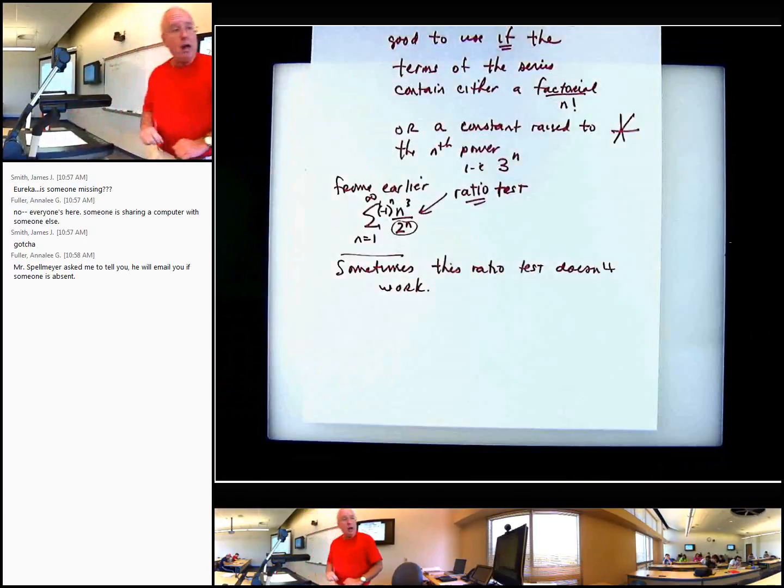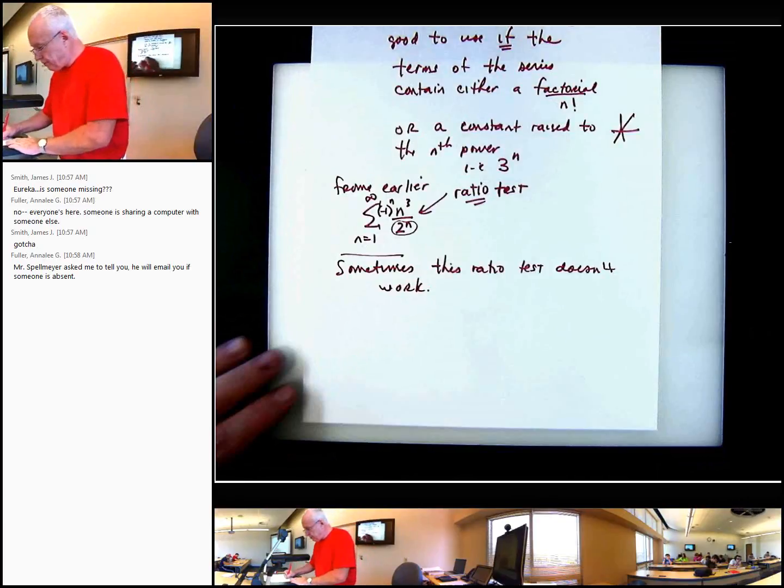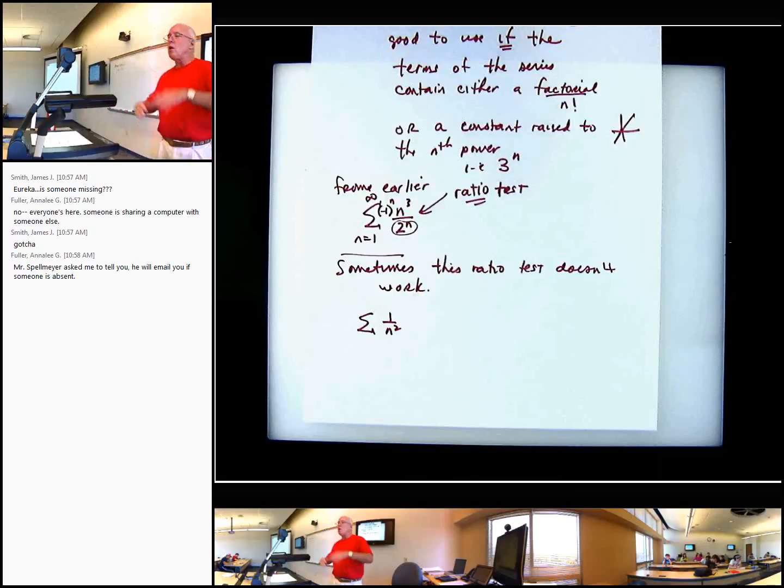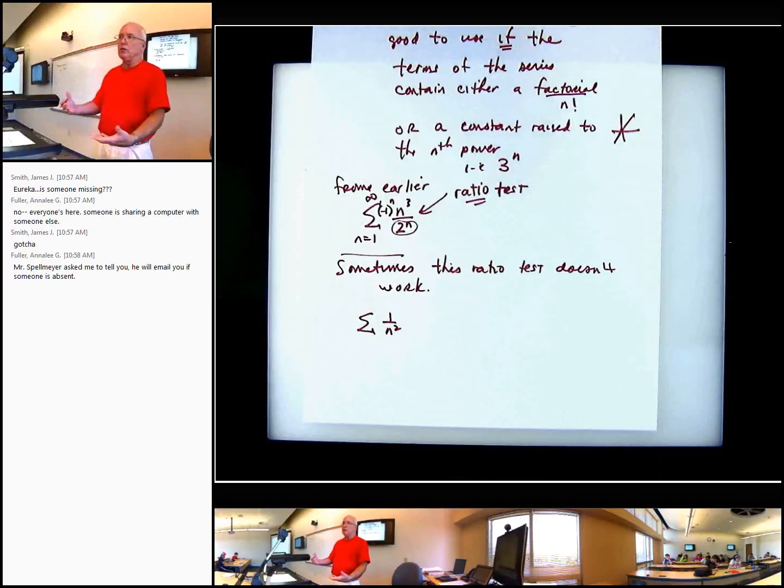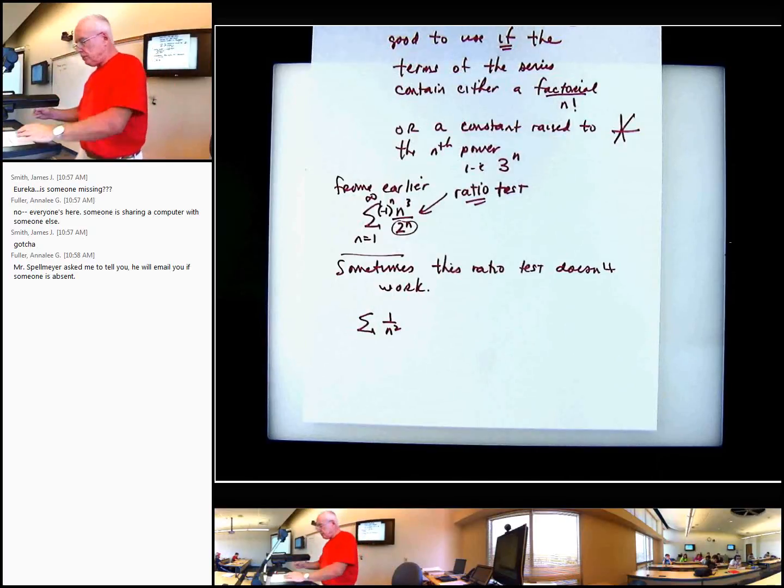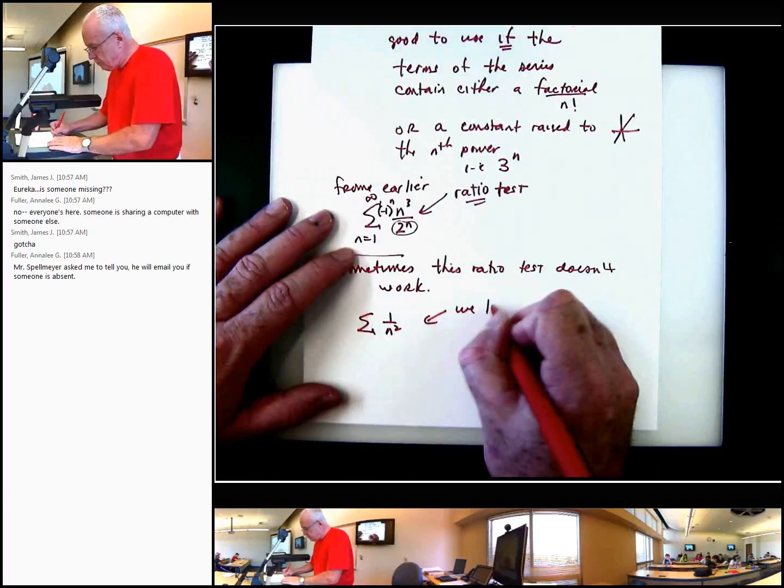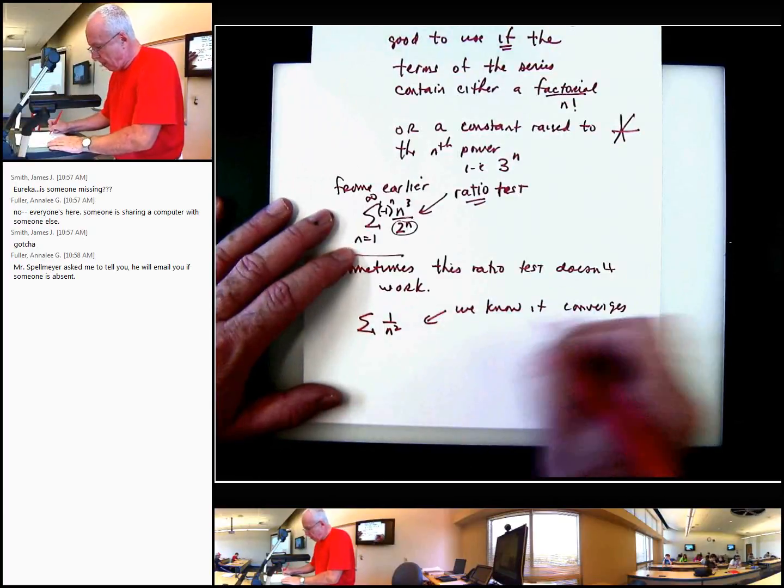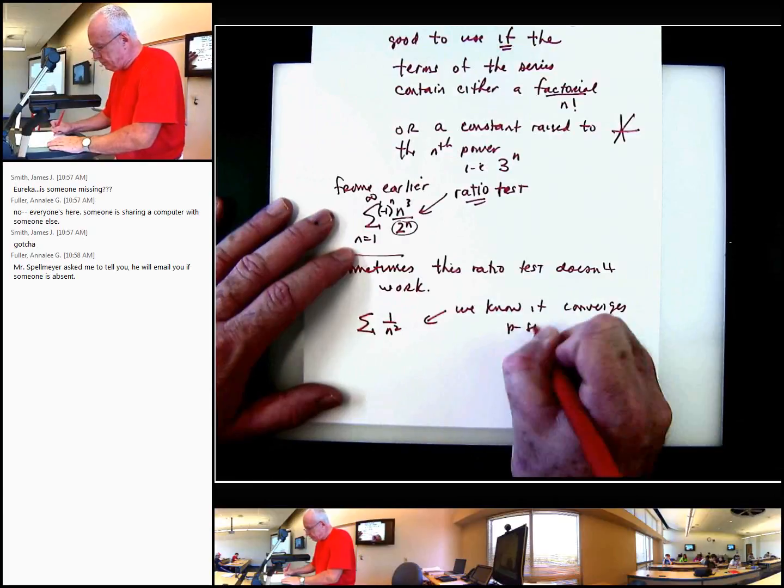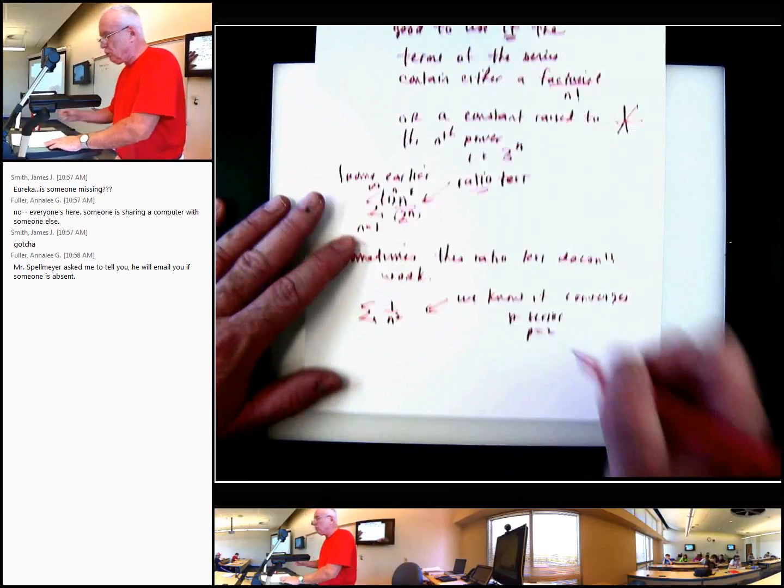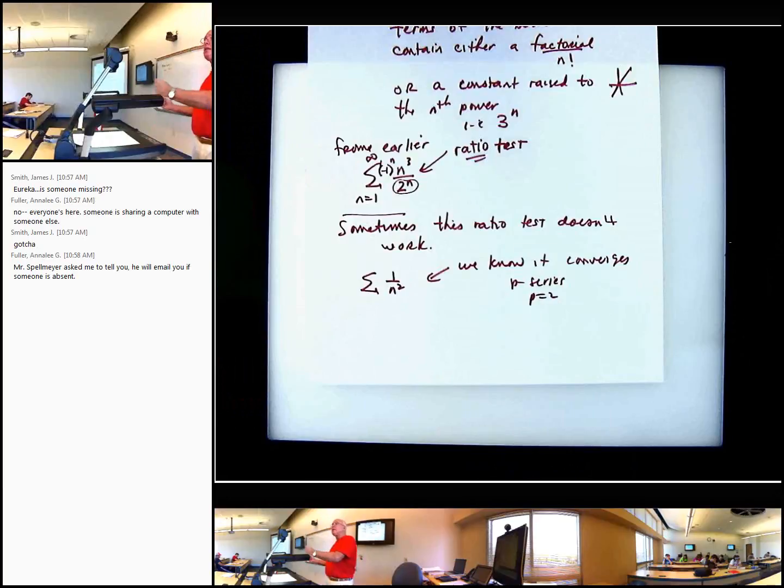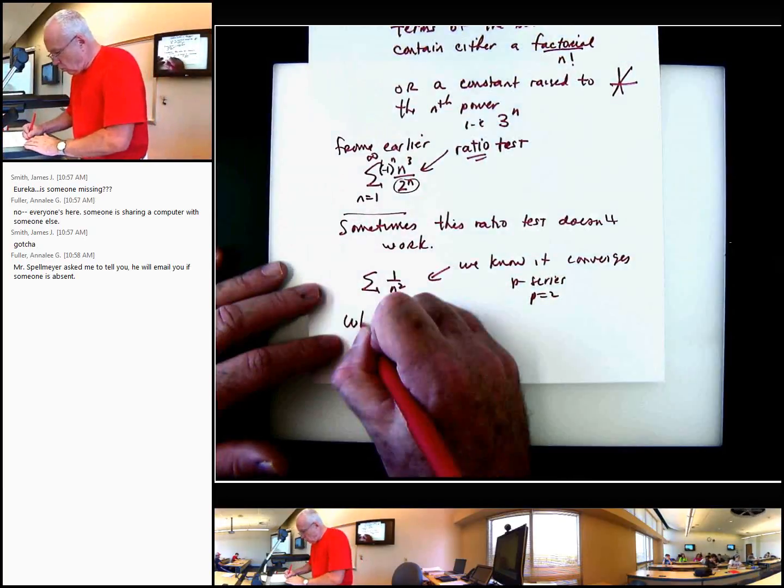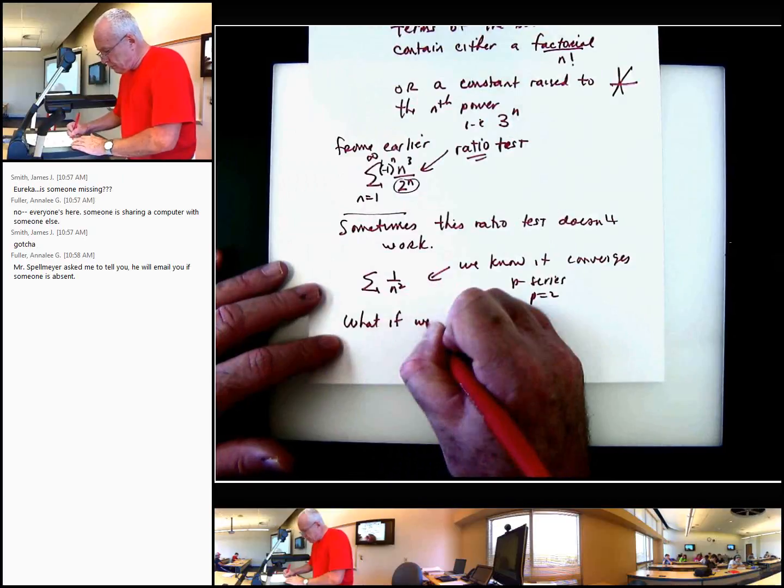All right. For instance, if we look at the summation of 1 over n squared. Now, we know already that this thing converges. It's a p-series with p equal to 2. But let's see what happens if we would try the ratio test, all right? What if we tried the ratio test?